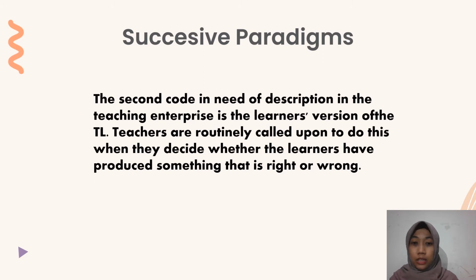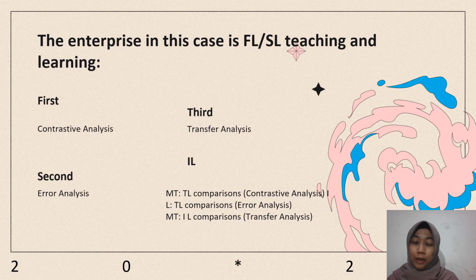The second code in need of description in the teaching enterprise is the learner's version of the TL. Teachers are routinely called upon to do this when they decide whether the learners have produced something that is right or wrong. The enterprise in this case is FL or SL teaching and learning.